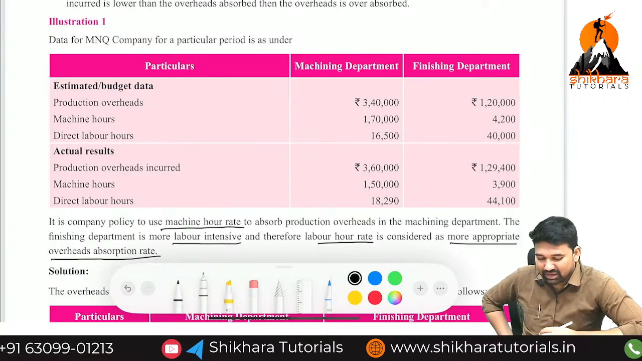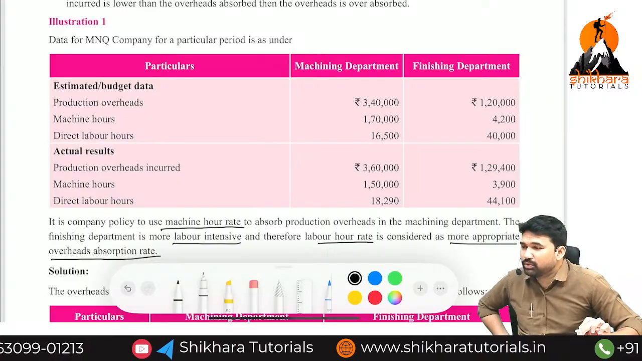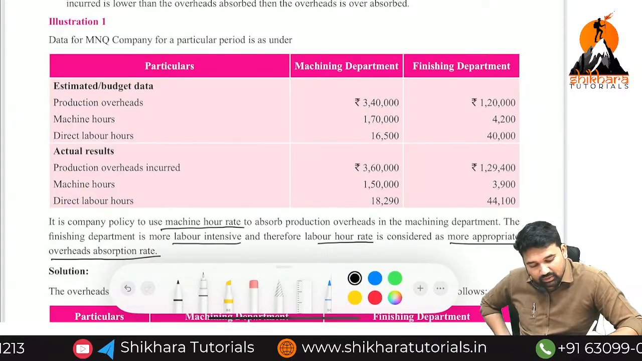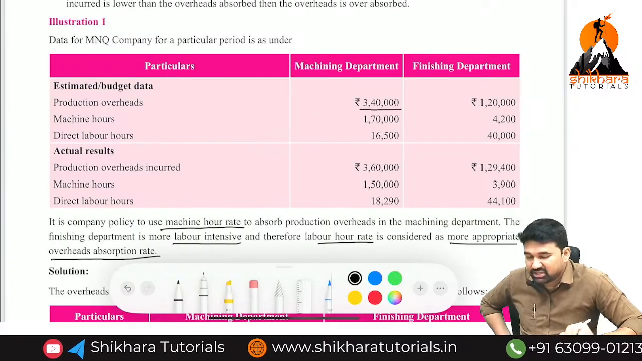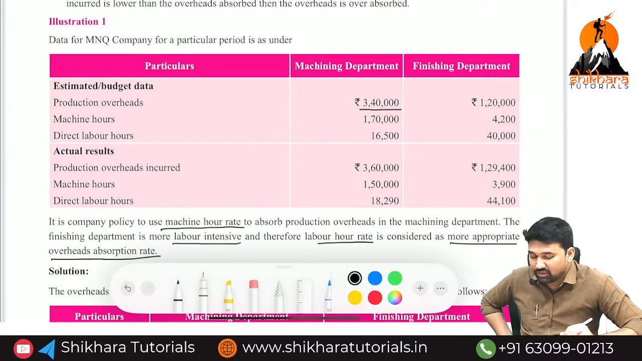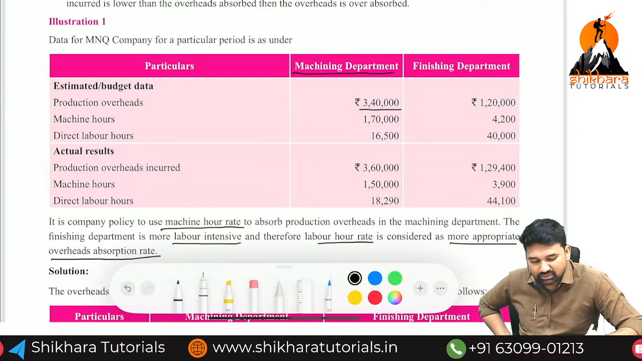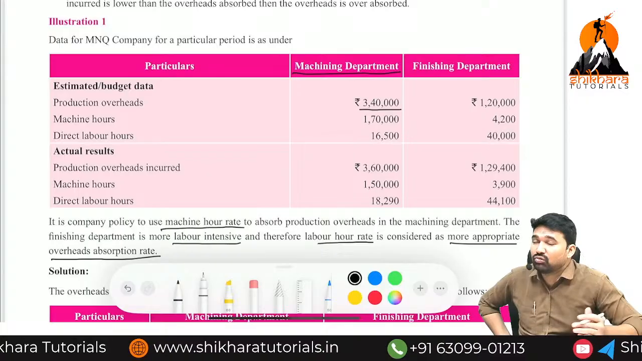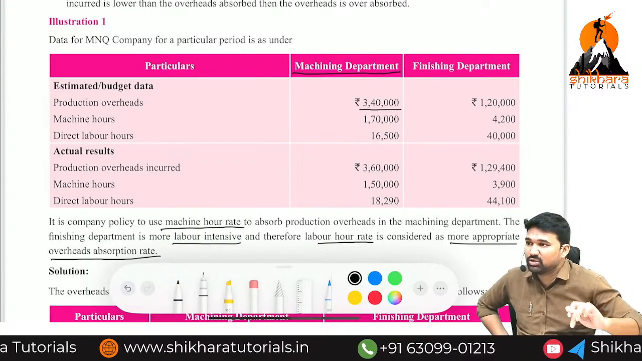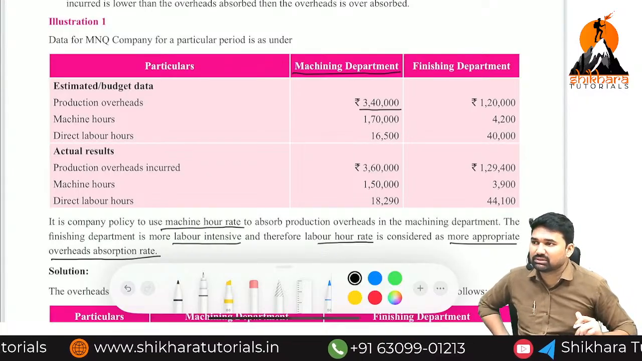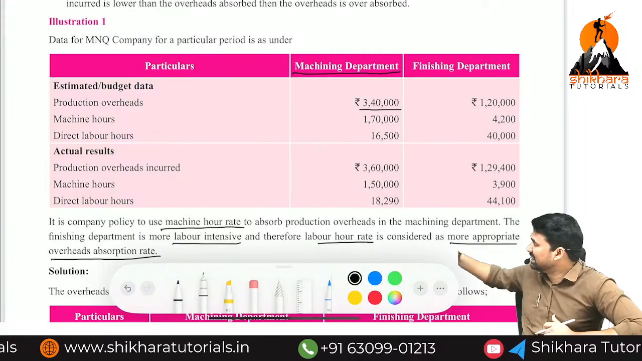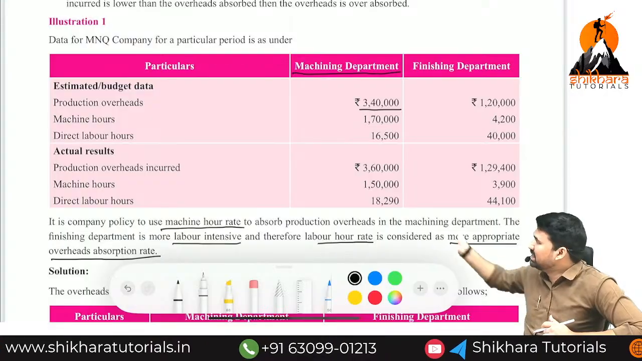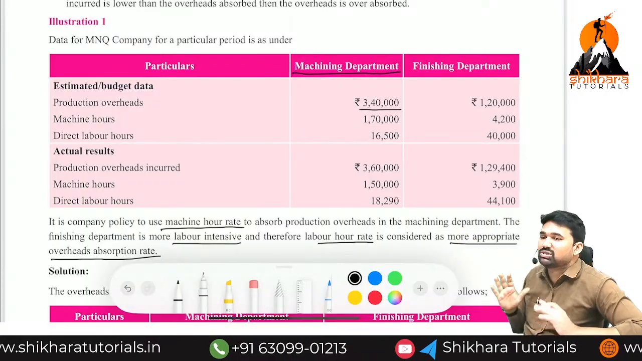Okay, listen carefully. This is the beautiful concept. What is the estimated expenditure? 3,40,000. What is this department? Machining department. In the machining department, how do we need to charge overheads, by using machine hours or labor rate? Machine hours. In the machining department, you have to use machine hours. In the finishing department, we have to use labor hours.